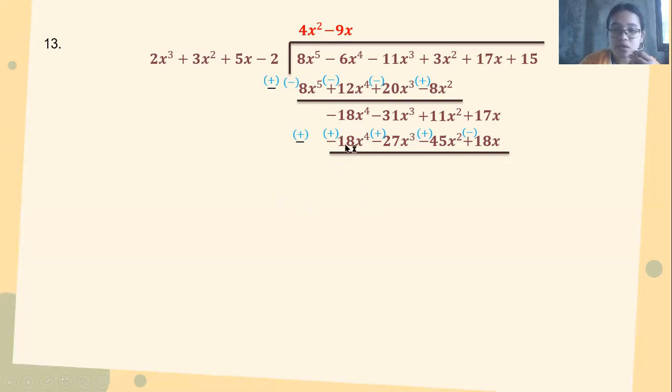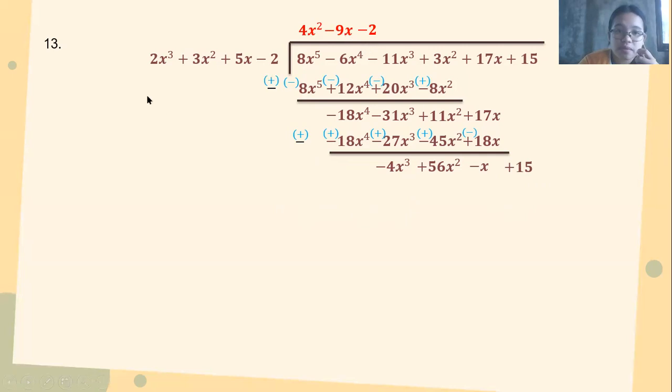Negative 31x cubed plus positive 27x cubed is equal to negative 4x cubed. 11x squared plus 45x squared is equal to 56x squared. Positive 17x plus negative 18x is equal to negative x. Then bring down the next term, which is positive 15. Then divide. Negative 4x cubed divided by 2x cubed is equal to negative 2.